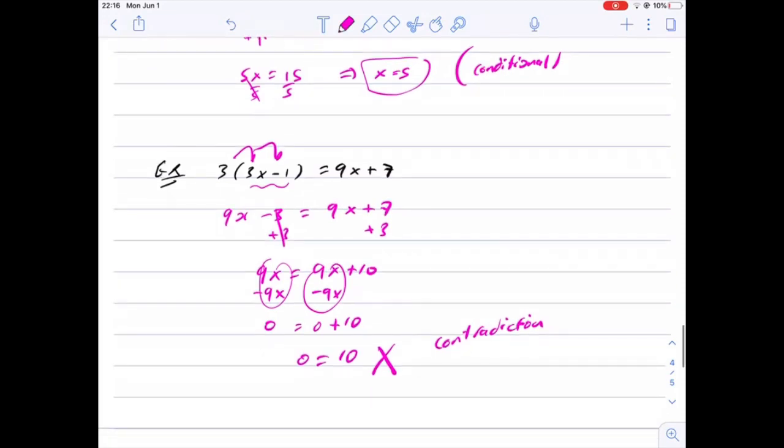So what is the solution? There is no solution in this case. Or we can write the solution set as an empty set. We don't write anything inside the curly braces. Or we can use phi. This notation is read phi, and this means empty set.